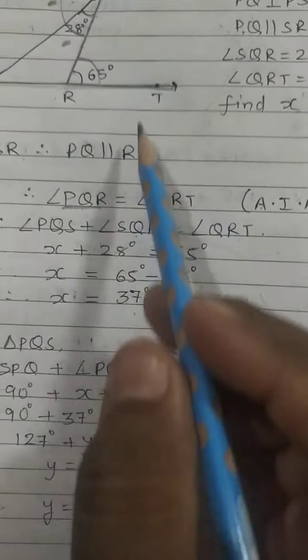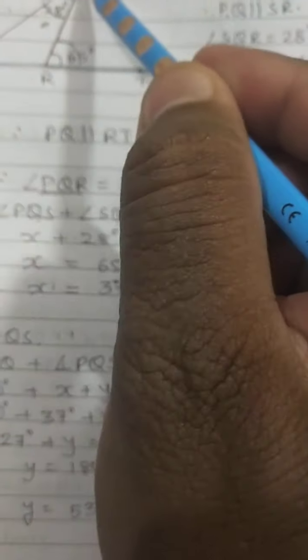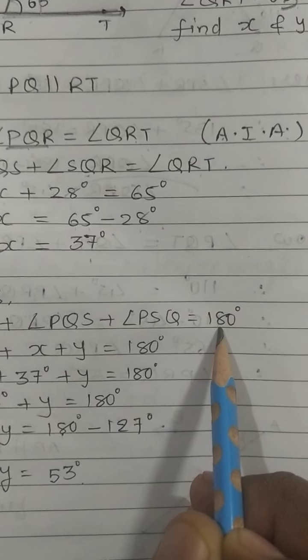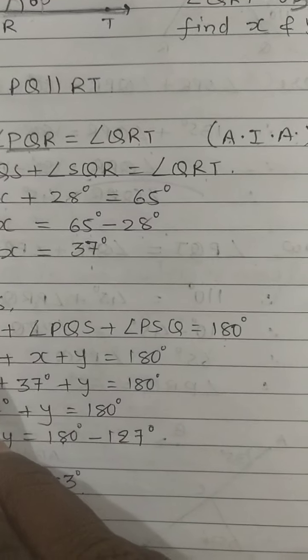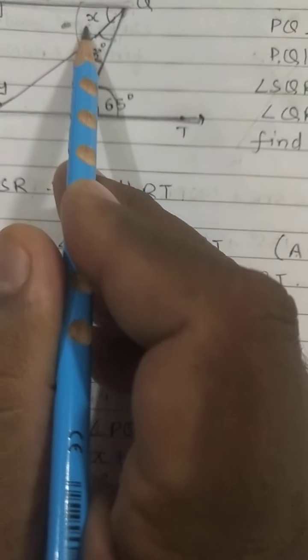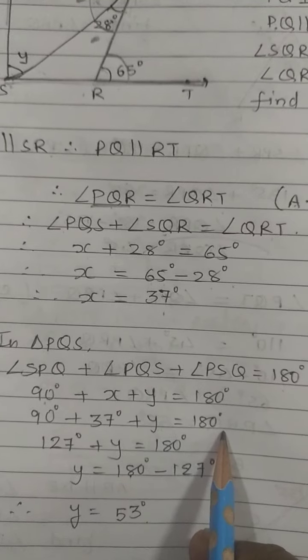Now in this triangle PQS, you can check angle SPQ plus angle PQS plus angle PSQ. The sum of all three will be 180. Angle sum property. So now put the values. SPQ is 90. SPQ is 90 because this and this are perpendicular, right? So 90 plus this X we have found out, which is 37, plus Y is equal to 180.